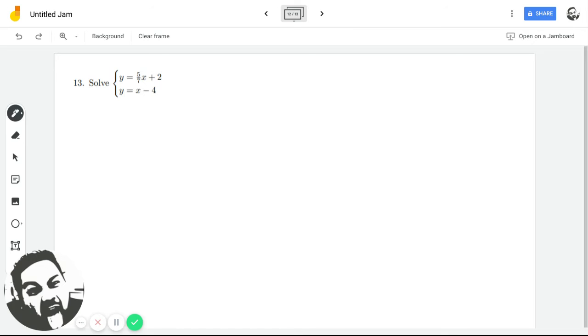Number 13, solve this system. Now, I noticed that this system is set up a little bit differently, and a lot of people aren't realizing or understanding what that is. So I'm just going to briefly explain. Oftentimes, when it's set up like ax plus by equals c, right? That's what I'm talking about. It's not set up like that.